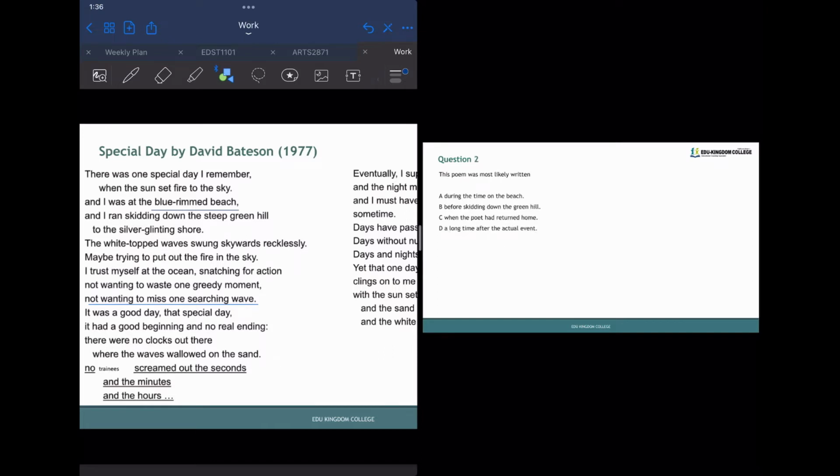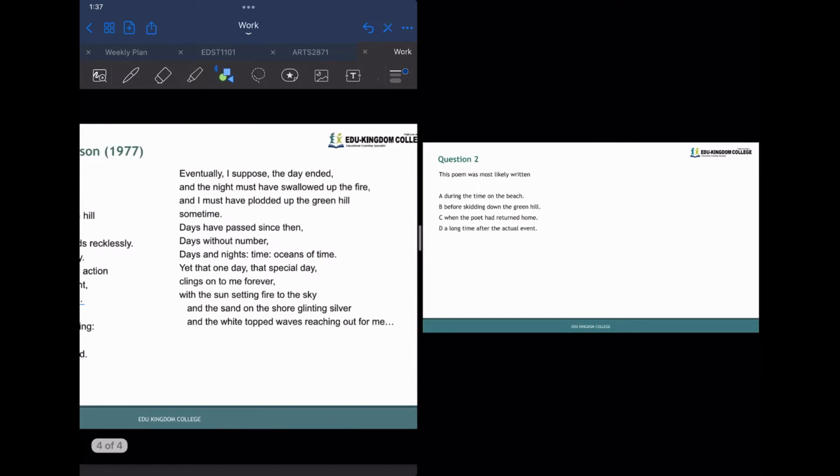Was most likely written, so we're looking at tense. And throughout the entire poem, they actually do use this past tense. If we look at was, I was, I ran, swung. There's so many parts of the poem that is just in past tense, right? So in that case, we would only actually have options C and D, when the poet had returned home and a long time after the actual event.